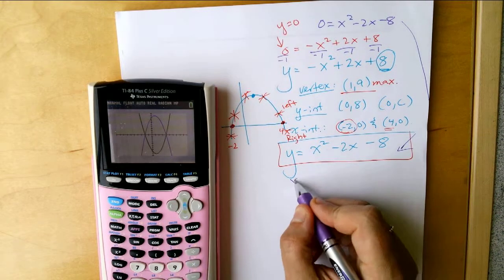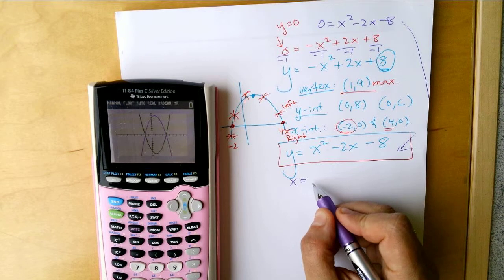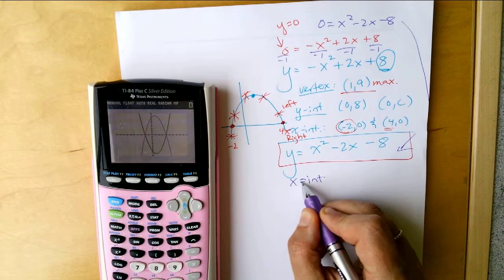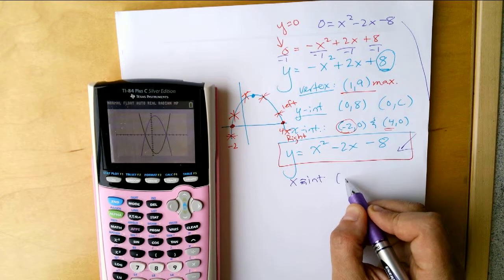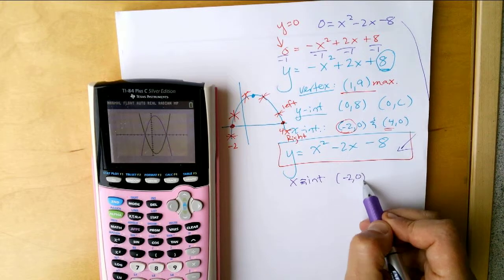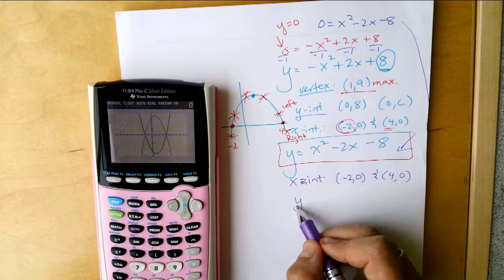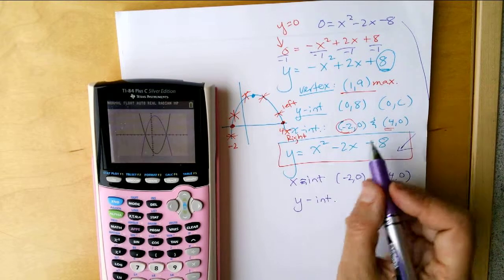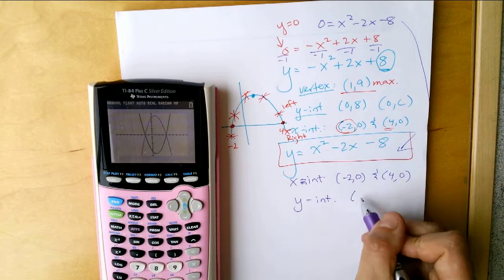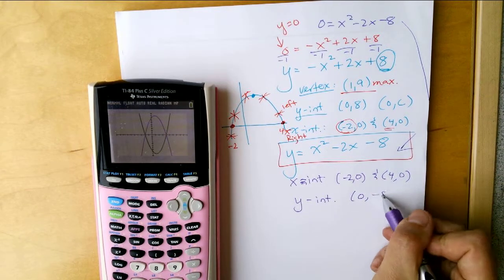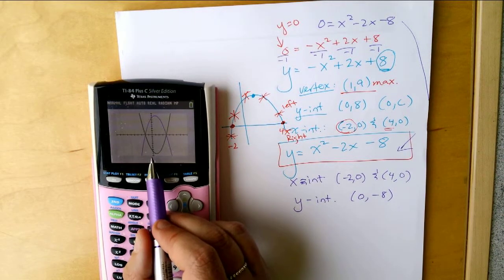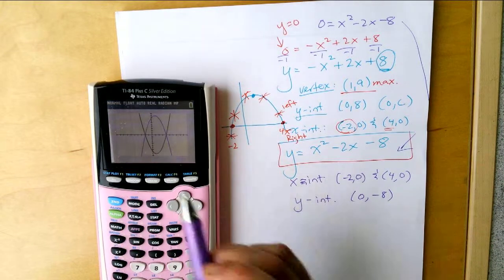So our x-intercepts are the same. The x-intercepts are -2, 0 and 4, 0. And then the y-intercept is going to be when you plug in x as 0, you get -8. So that's why the y-intercept is down here at -8 instead of up here at +8.